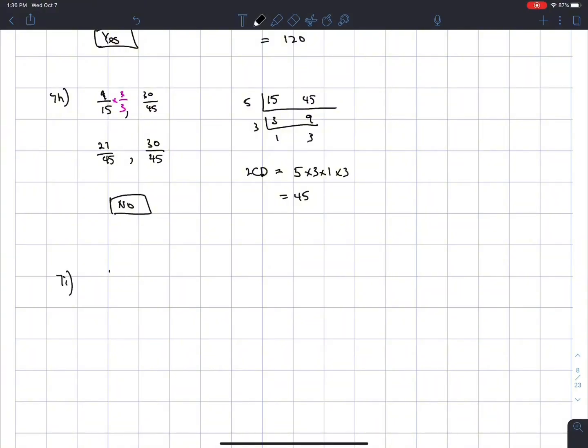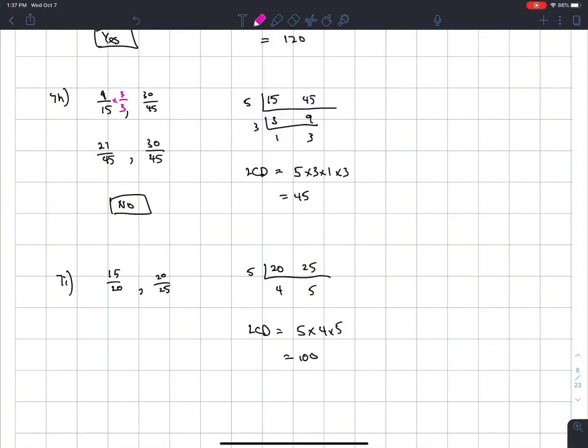7i. I have 15 over 20 and 20 over 25. Again, I need to make the same denominator. I can divide both of them by 5. And that's it. So lowest common denominator is 5 times 4 times 5. I get 100.